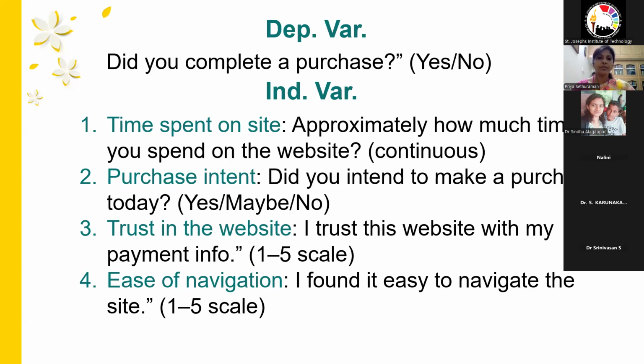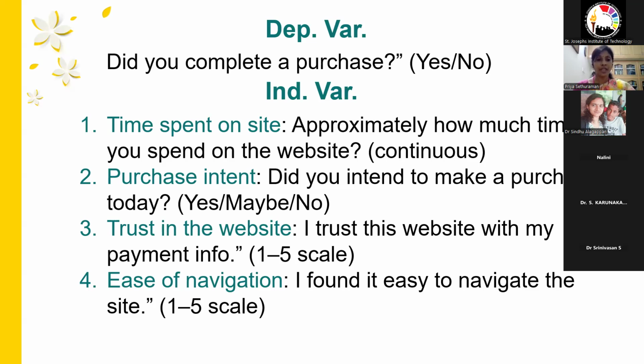The independent variables: the time spent on site is a continuous variable, and you can ask in the questionnaire approximately how much time you spent on the website. The next independent variable can be purchase intent, that is, did you intend to make a purchase today? It can be yes, maybe, or no options. With this you can also analyze whether they will purchase in the future or not.